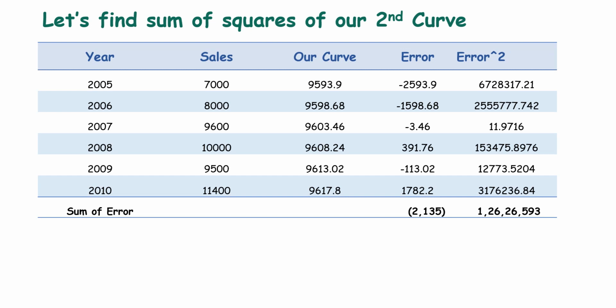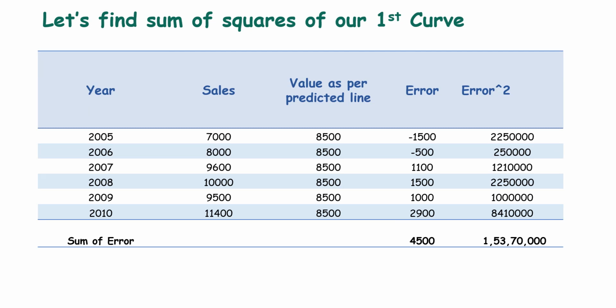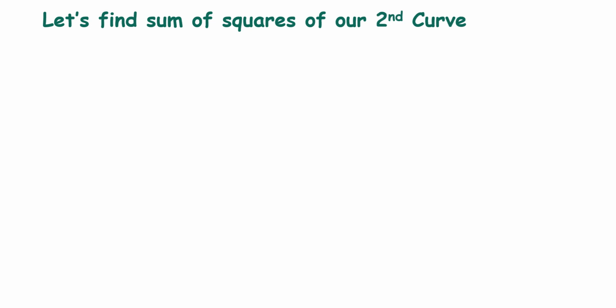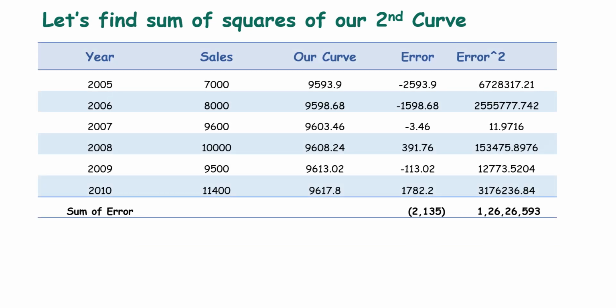Now what do you see? This is something about 1,26,000 is the error for the second curve, while for the first curve it is 1,53,000, right? So it's quite easy to say that the second curve is a better fit than the first curve. You should be careful in understanding what I'm saying. I'm just saying that curve 2 is a better fit, but I'm not saying that it's the best fit, right?